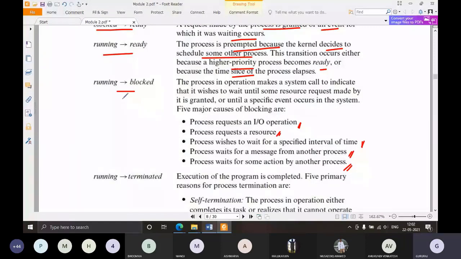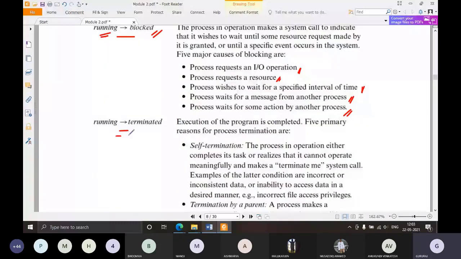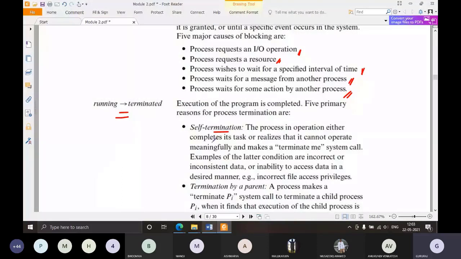Then from running to terminated. So when will this happen? Self-termination. Self-termination means the process either completes its tasks or realizes that it cannot operate meaningfully and makes a terminate-me system call. So it completes whatever it wants to execute and has finished the execution, so it enters the terminated state, or it realizes that it cannot meaningfully complete the operation. That is why it will terminate.